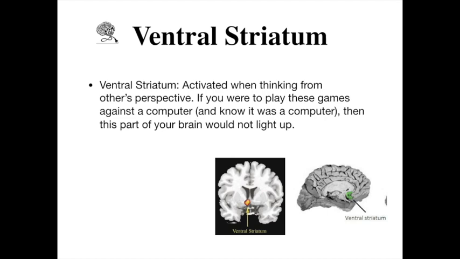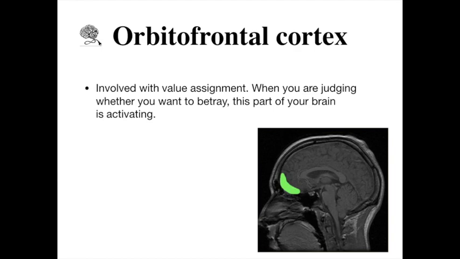And finally, we have orbitofrontal cortex. It is involved with value assignment. When you're judging the pros and cons of betraying and trusting, or deciding whether you want to betray, this part of your brain is activating.